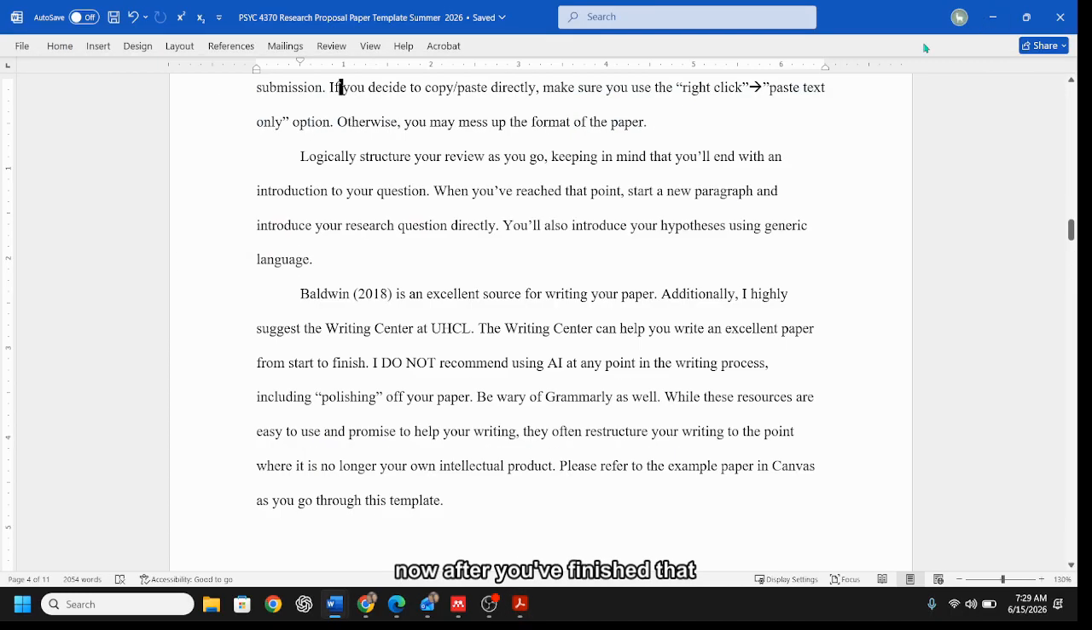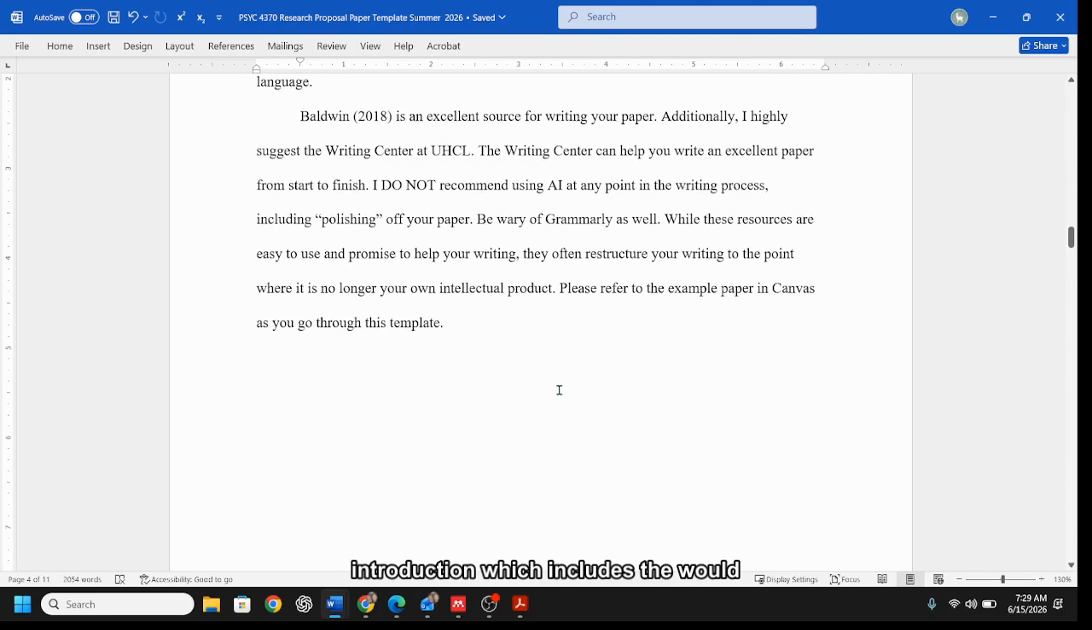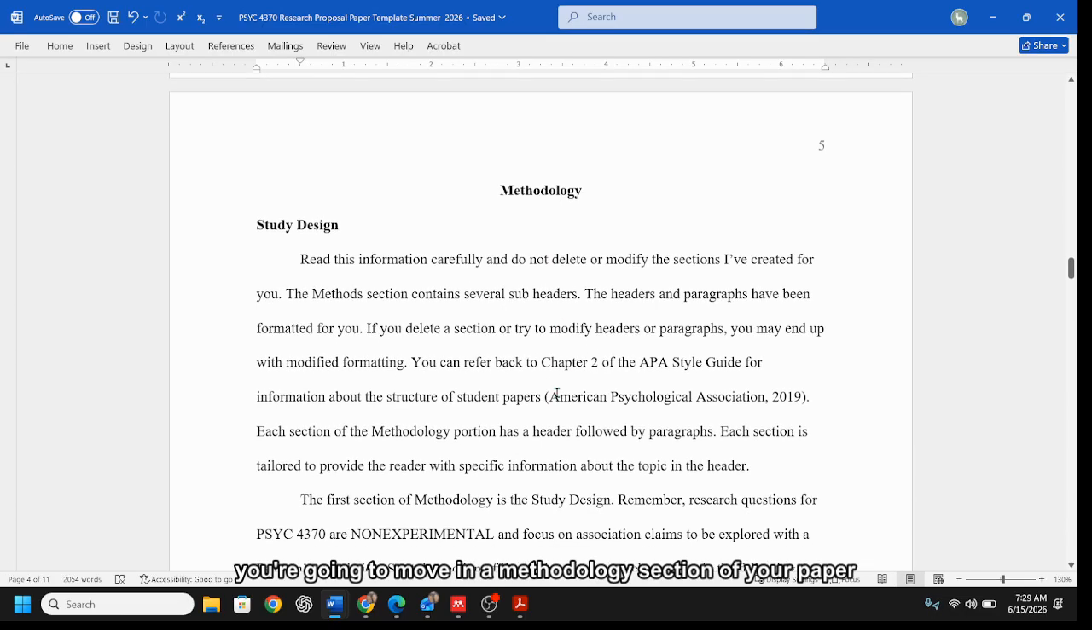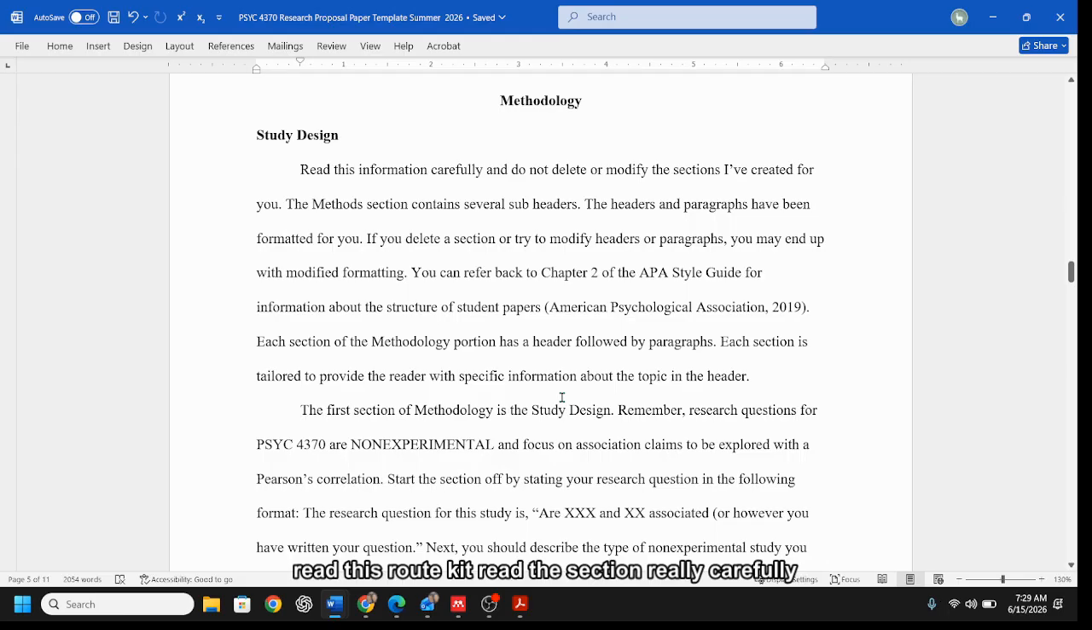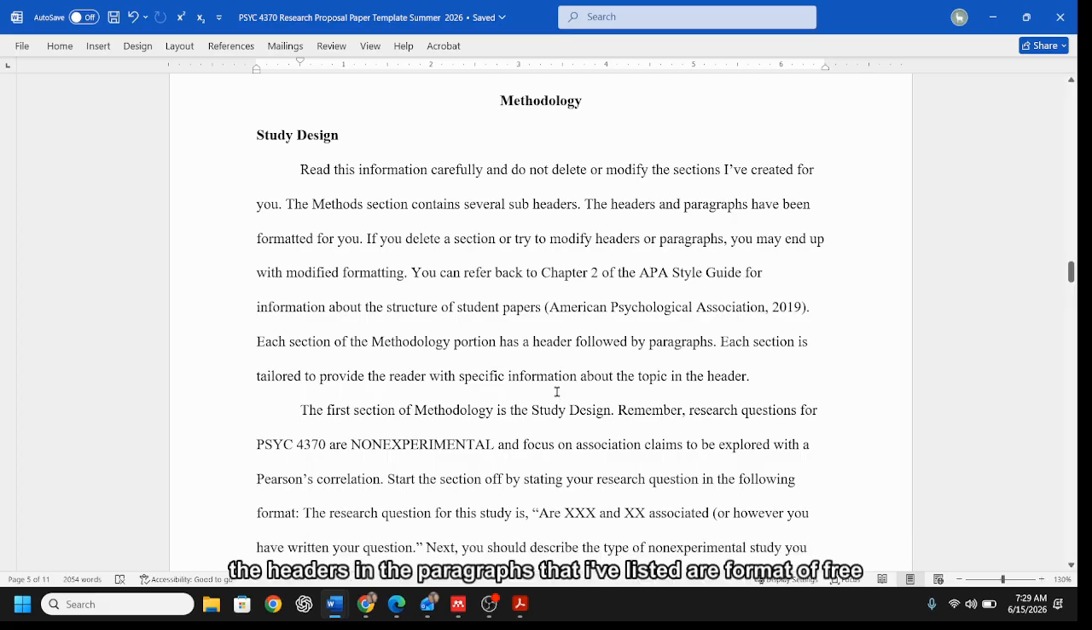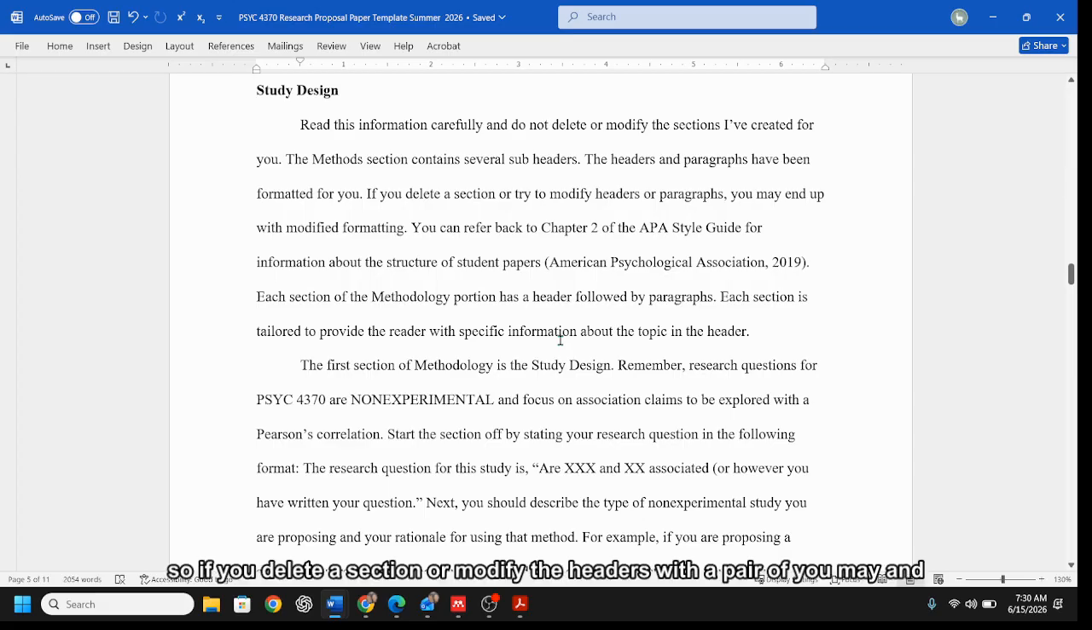Now, after you've finished that introduction, which includes the literature review, the introduction of your question, and the introduction of your hypothesis, you're going to move into the methodology section of your paper. Read this section really carefully. Don't delete or modify any of the parts that I've created for you. That method section, or the methodology section, is going to have several different subheaders. The headers and the paragraphs that I've listed are formatted for you. So if you delete a section or modify the headers or the paragraphs, you may end up messing up your formatting, and you don't want that to happen.